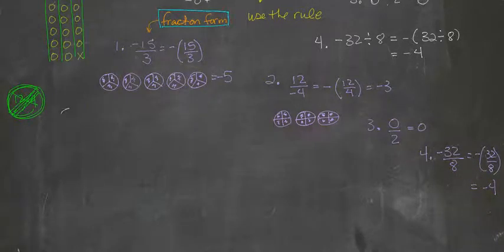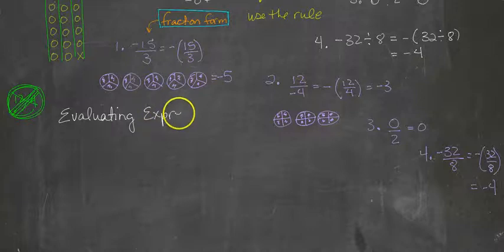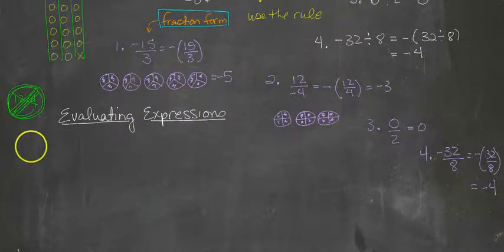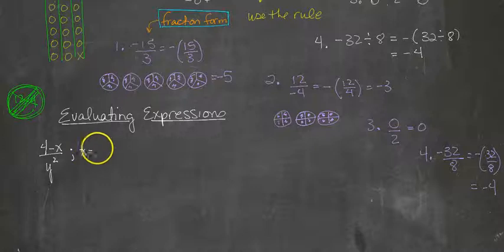So let's do just a little bit of evaluating expressions. Remember, that's when you have to plug values in for a variable. So still working with division, we want to evaluate 4 minus x divided by y squared. Yikes, that's a big ugly number, huh? When x equals 8 and y equals negative 2.